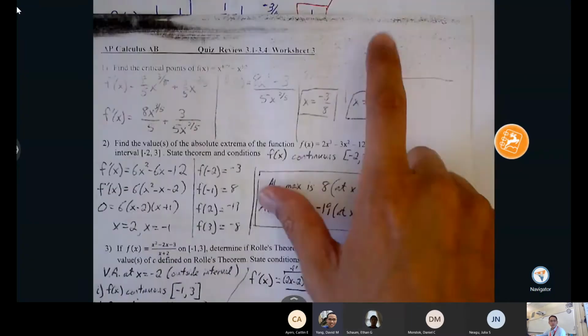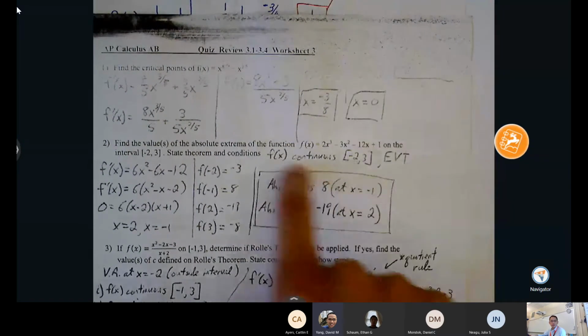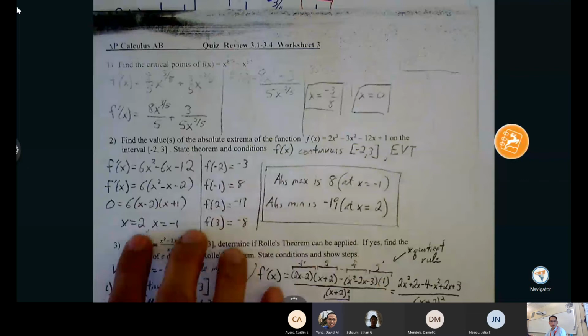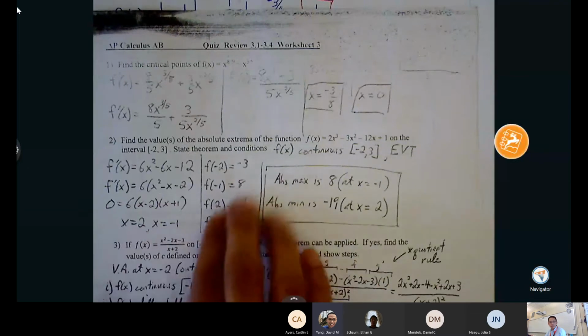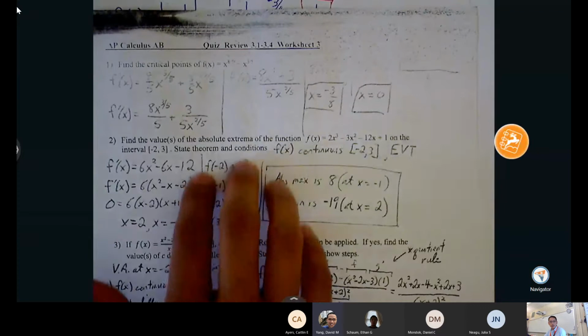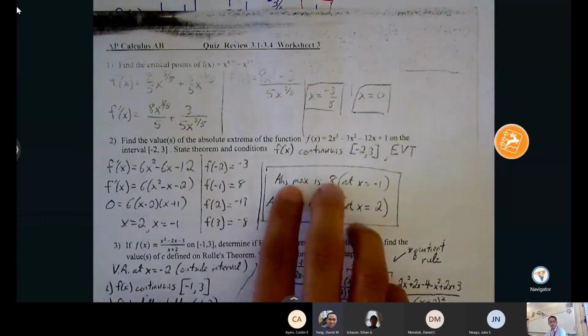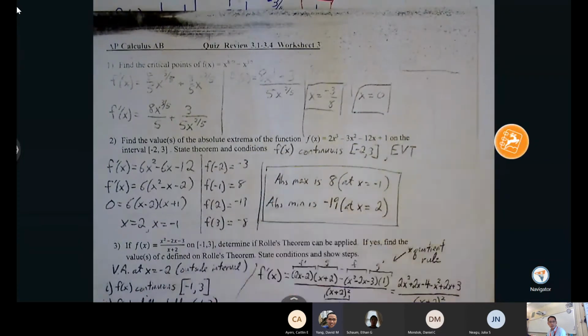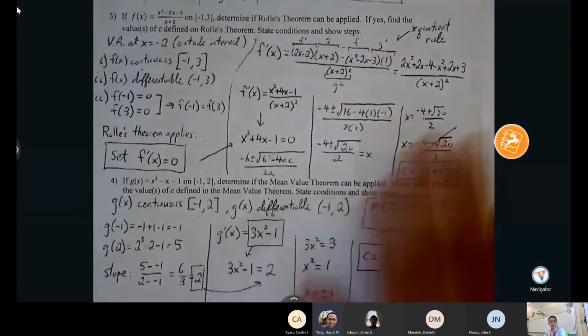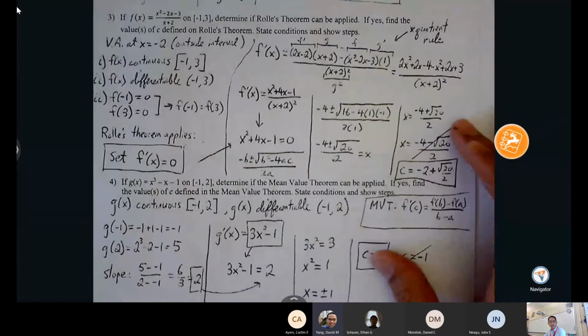In class, we did critical points. Extreme value theorem, you find f prime from numerator and denominator. Make sure that they fall inside the interval. Test those points along with the endpoints. Compare the y values. Highest y value is max, lowest is minimum. We just got done with Rolle's and mean value theorem.